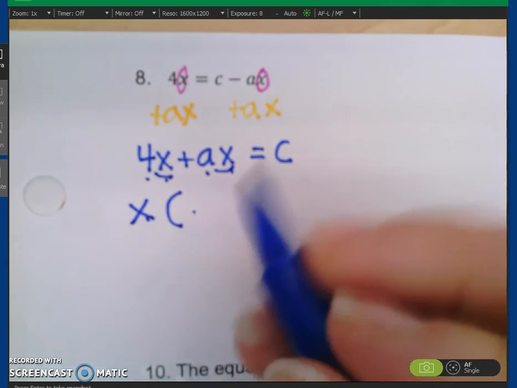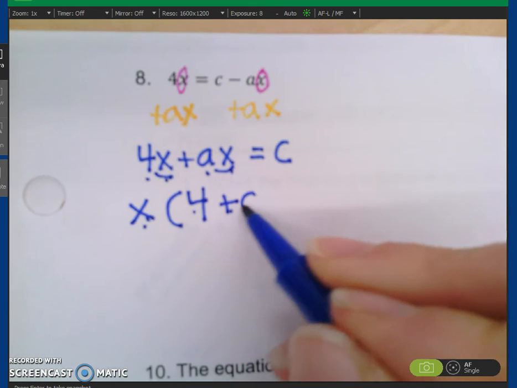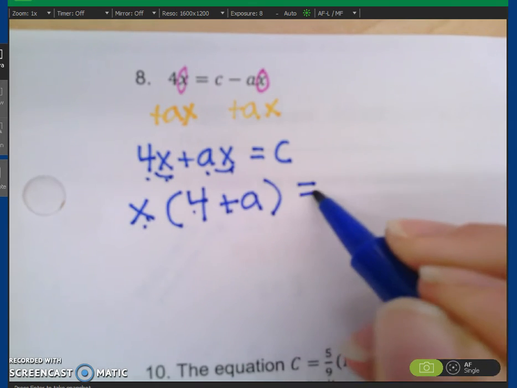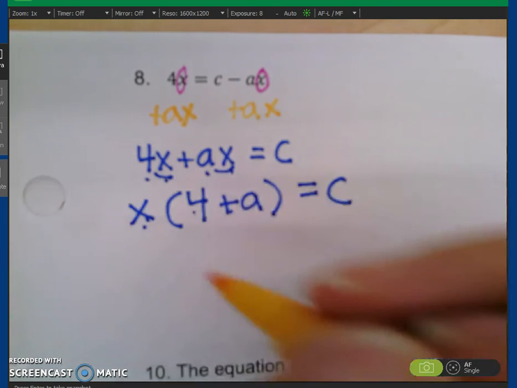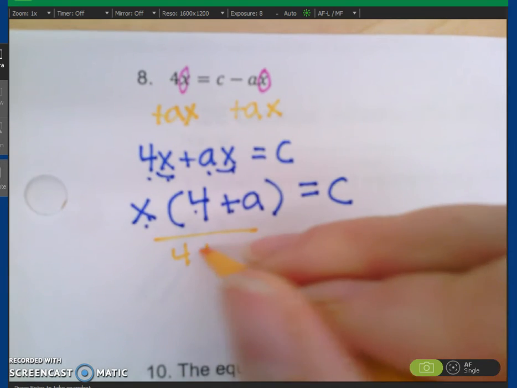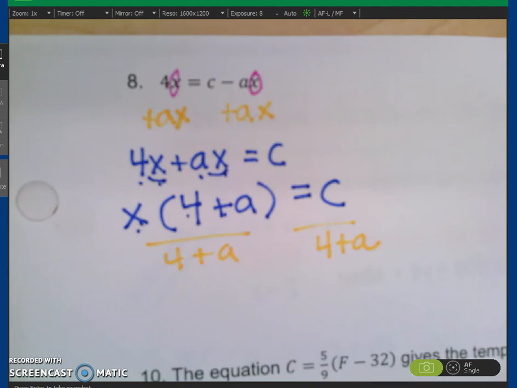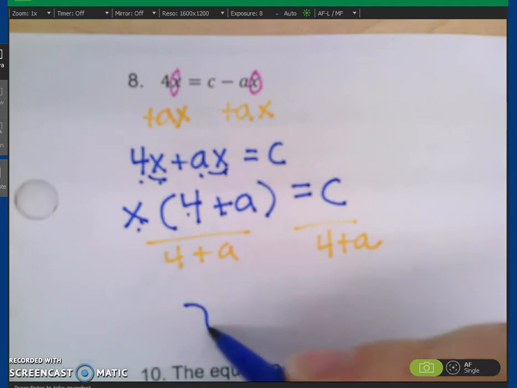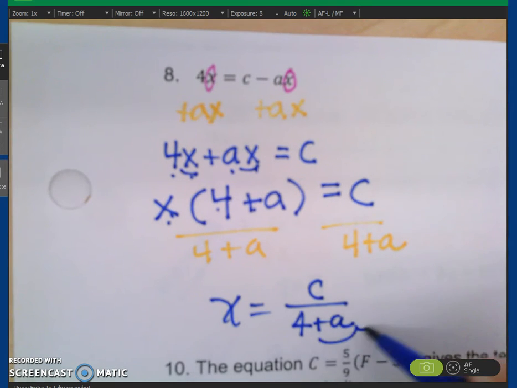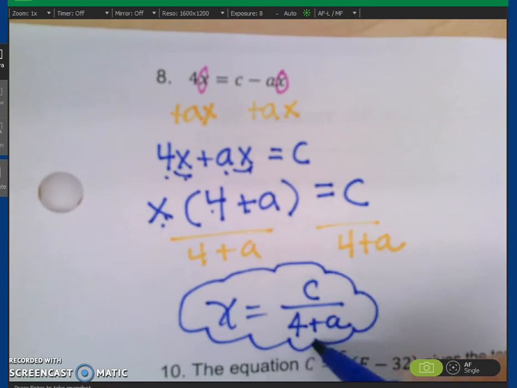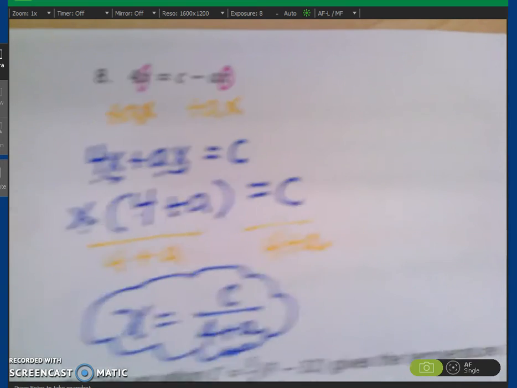X times what is 4x? X times 4. X times what is ax? X times a. Now all I have to do is undo multiplying by 4 plus a by dividing both sides by 4 plus a to get your final answer of x equals c all over 4 plus a. Great. Let's take a look at number 9.